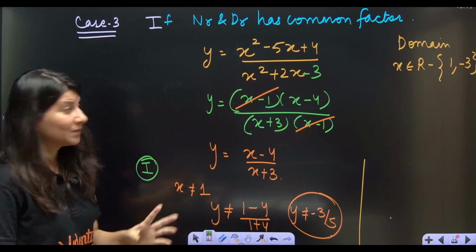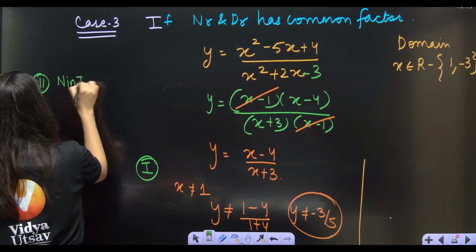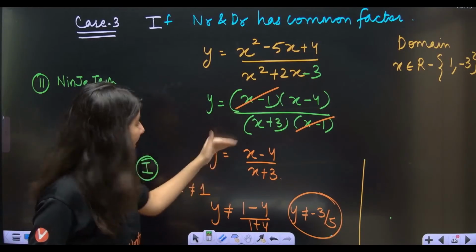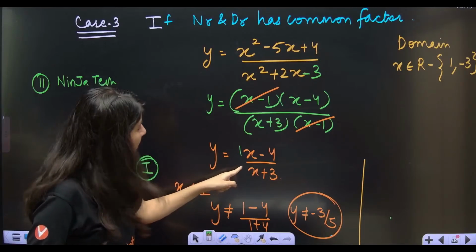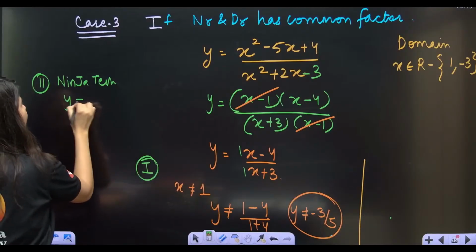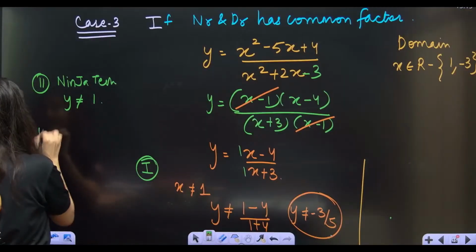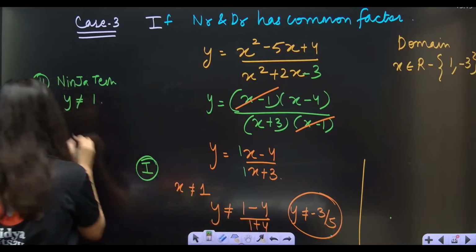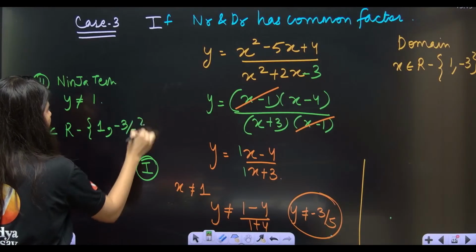One more thing. Remember that ninja technique for linear by linear from the previous class, ninja technique. I told you that whenever you go linear by linear, your coefficient of x from denominator upon coefficient of x from numerator by denominator. So y can never be 1 by 1. So y can never be 1 and minus 3 by 5. So now range is all real values except 1 and minus 3 by 5.